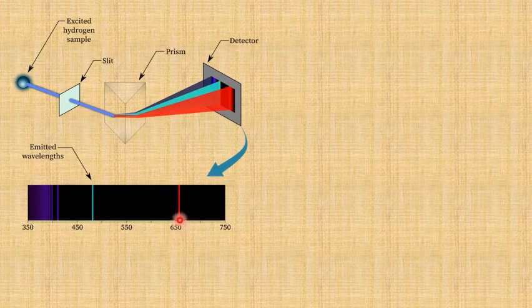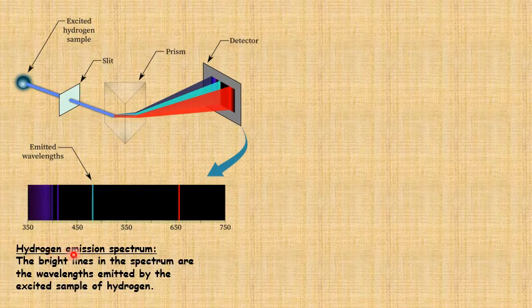The colors will appear as lines, like we can see here. This is the first line, red. This is the second line, then the third, then the fourth. Then the lines get closer to each other till they appear like one line. And actually this one is called the hydrogen emission spectrum. The bright lines in the spectrum are the wavelengths emitted by the excited sample of hydrogen, those colored lines.